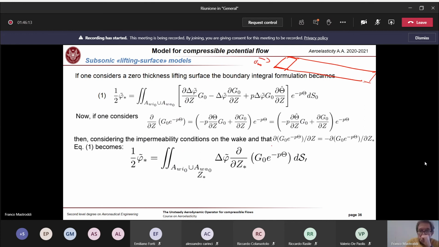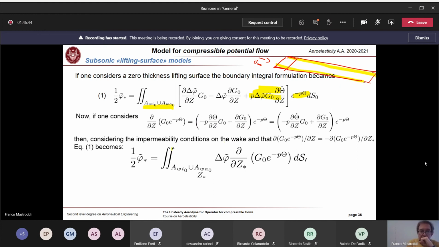And we have just to consider that at the moment we have new terms in the formulation, which are this term here and this term here. Okay. And look, we have included the wake and the wing in a unique domain, like this, a unique domain for body and wake.